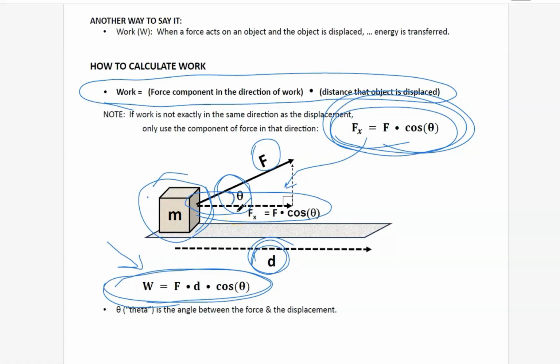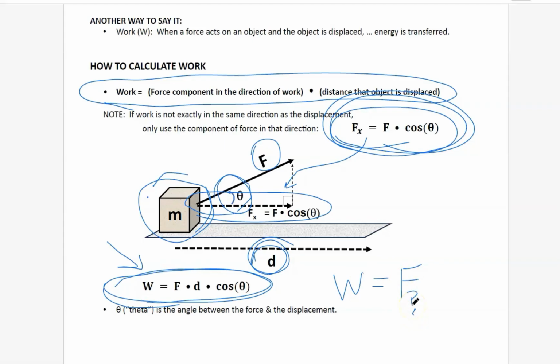pulling. Now, in your case, we're going to always give you forces, and one of those forces will be in exactly the same direction as the displacement, and you won't ever have to use this version of the formula. It will always just simply be to select the correct force.